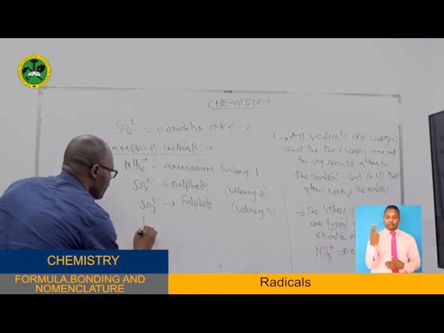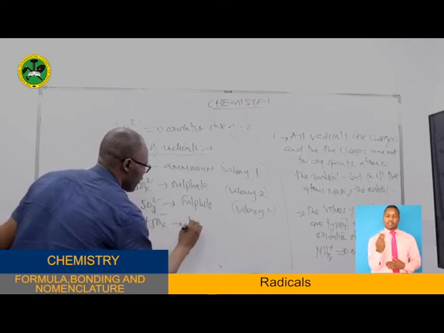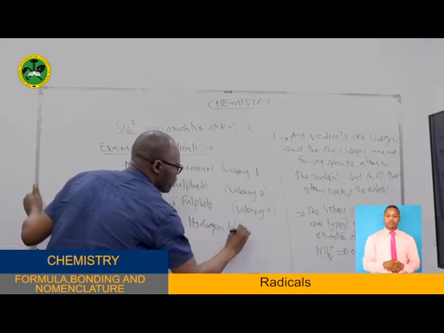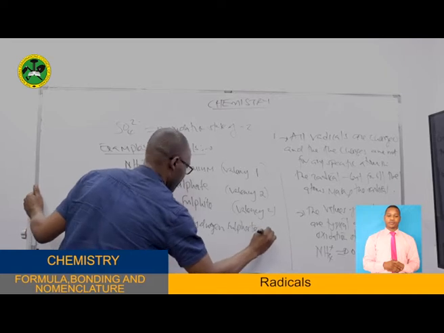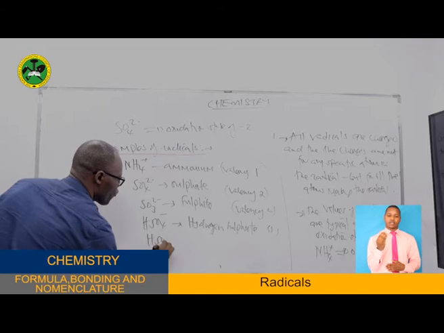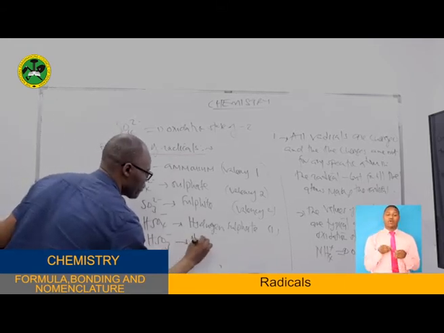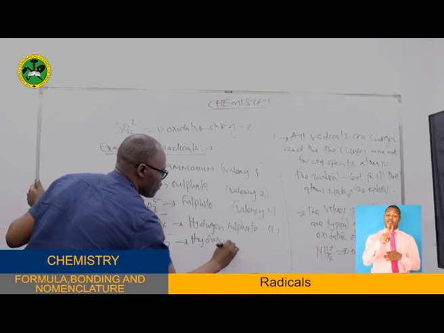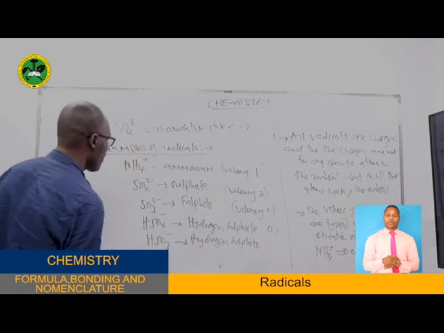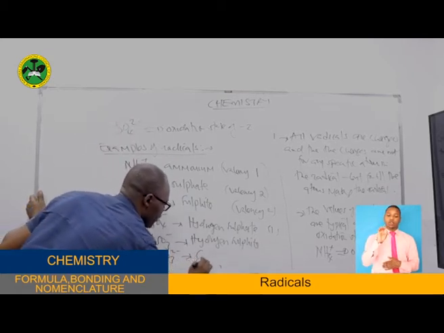Also we have HSO4 minus, called hydrogen sulfate, a valency of 1. We have also HSO3 minus, from the HSO3. This is hydrogen sulfite. We also have CO3 2 minus, which is a carbonate.